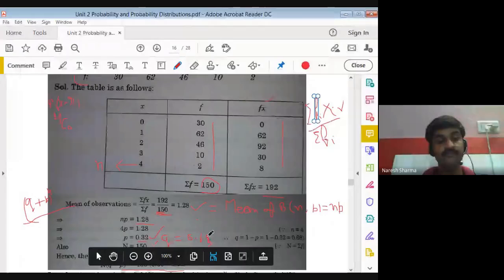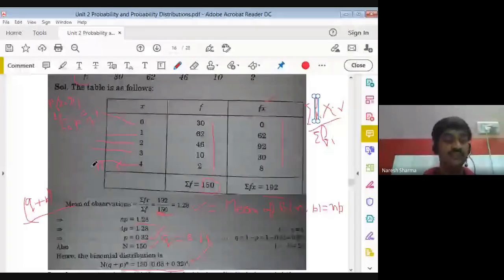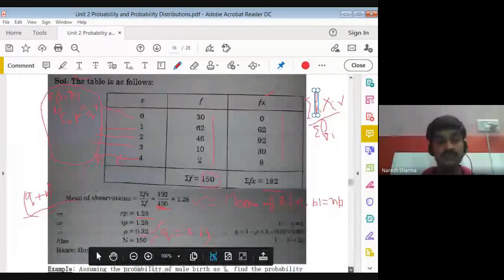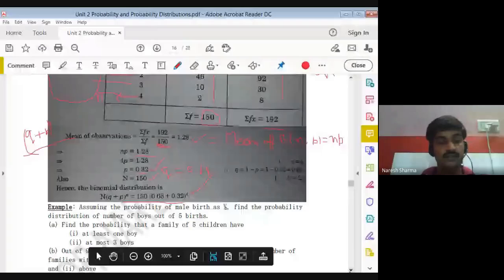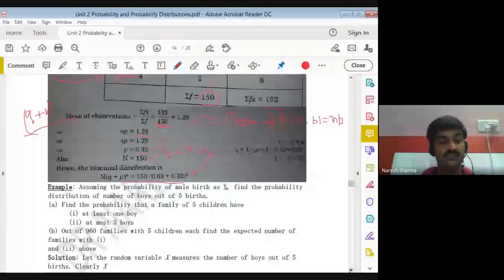So you just write down the complete term, that is p raised to r, where r is 0, q raised to n minus r, that is 4 minus 0, which is 4. So this is your P0. Similarly, you can calculate P1, P2, P3, and after getting these values, the probability distribution is available for the binomial distribution. Right? This is the probability table. So this is your binomial distribution.